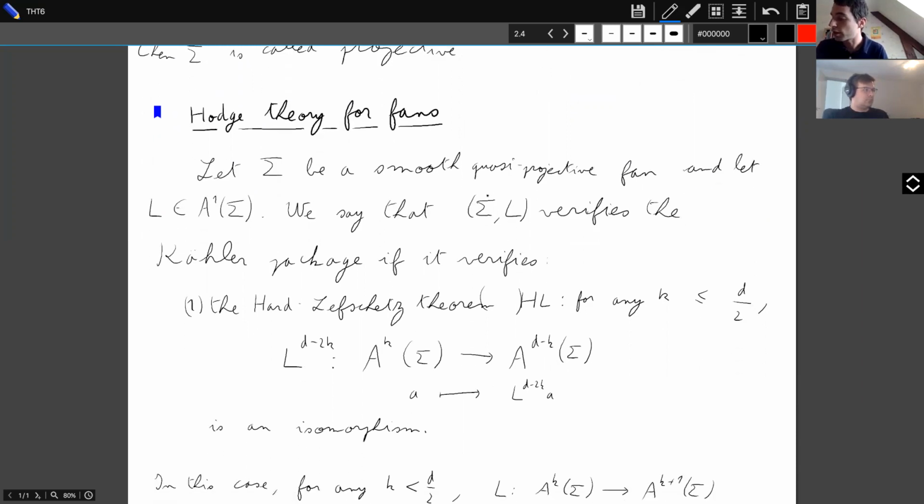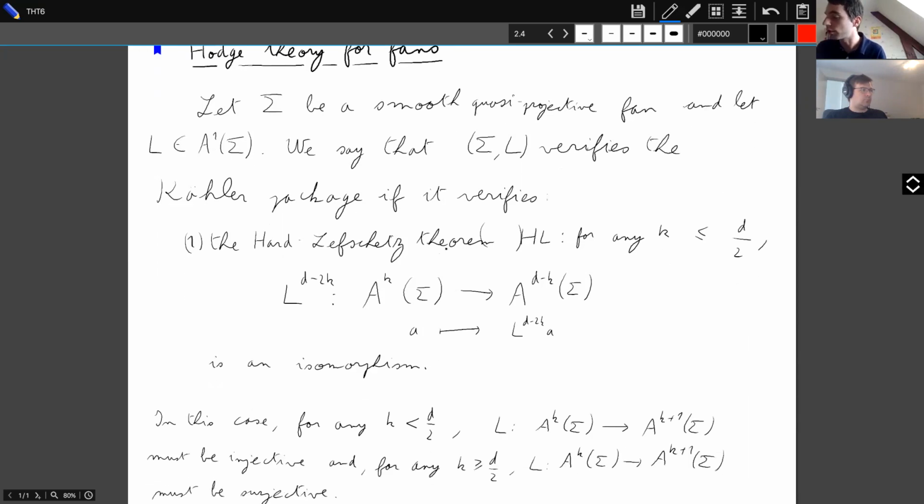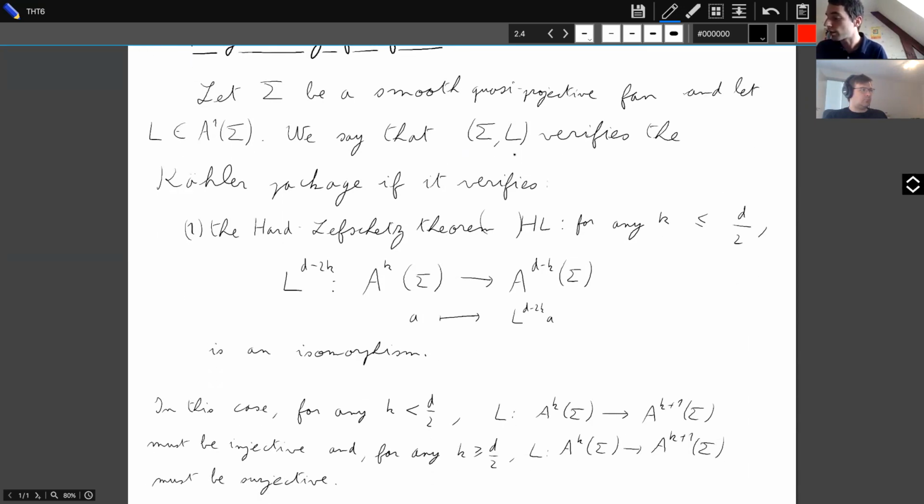So I assume that sigma is a smooth quasi-projective fan, so it has at least one numpel element. And I take L any element in A1, a priori numpel, but it's not necessary. And we say that the pair (sigma, L) verifies the Kähler package if it verifies this first point, which is the Hodge-Lefschetz theorem, that I will denote by HL, which is for any degree K at most half of the dimension.